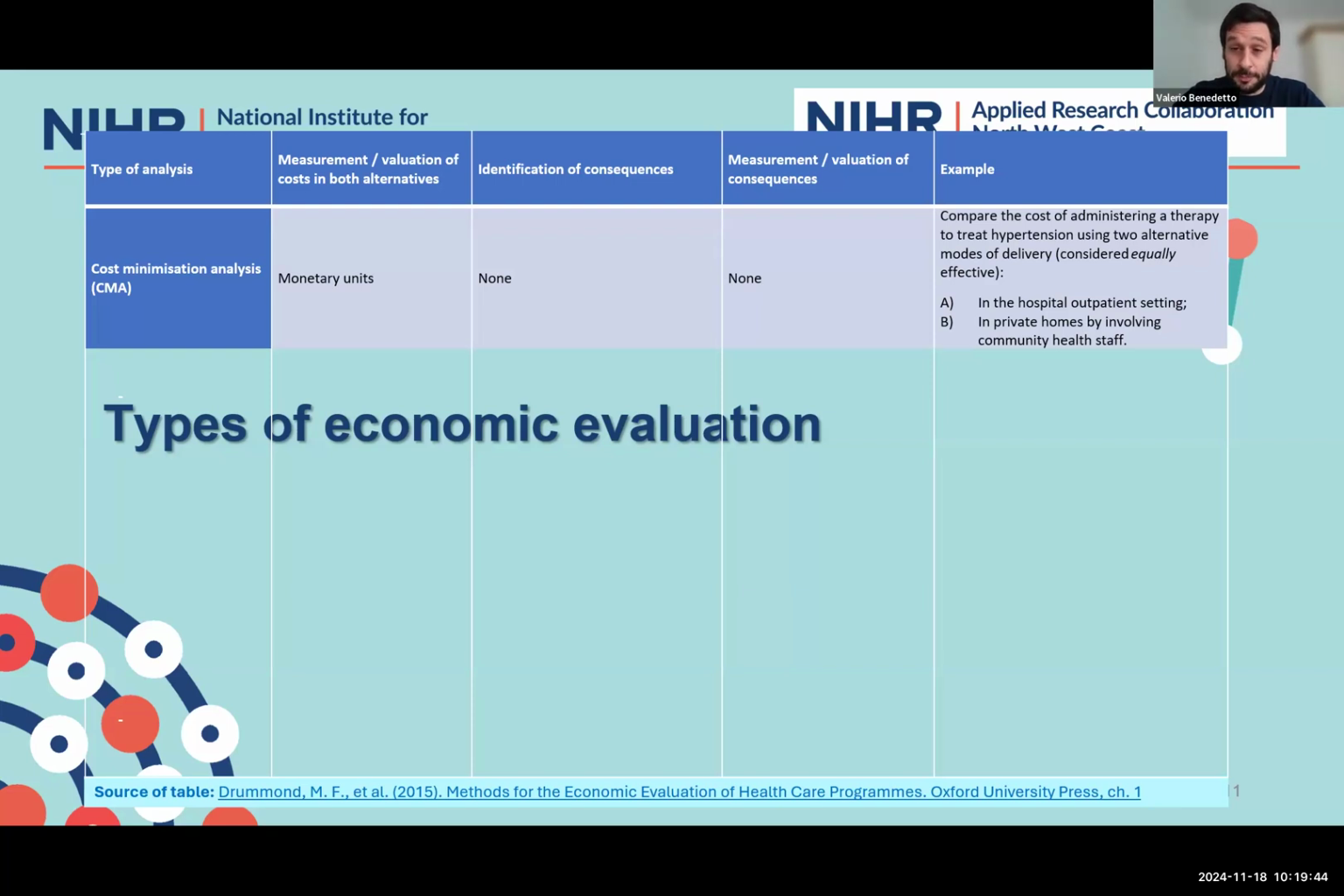Now, this assumption that the two interventions are equally effective could be quite strong. It could be not really realistic in many cases. So that's the reason why cost minimization analyses are not really that common. They could be used in certain circumstances, but they're not really that common because of this strong assumption about the equal effectiveness of the interventions.